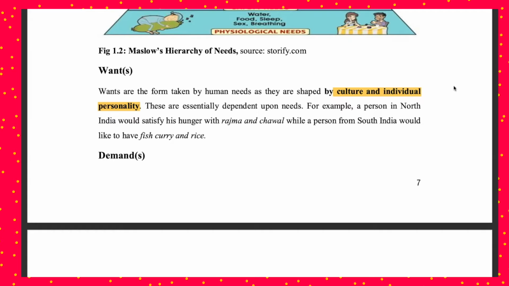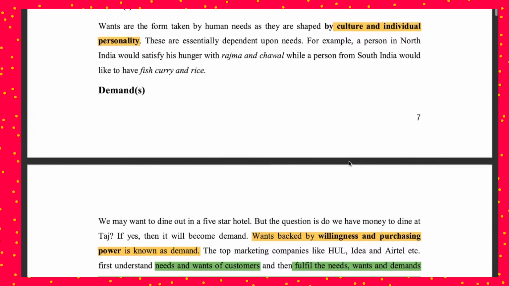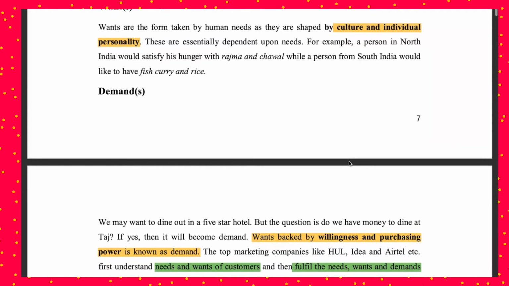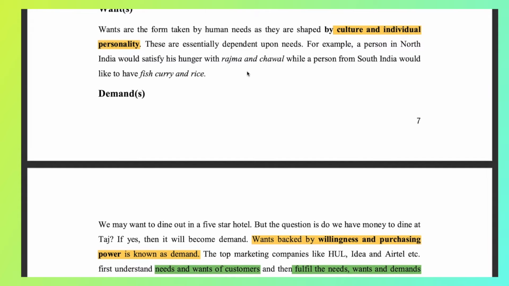So they are shaped by culture and individual personality, and they're essentially dependent upon needs. For example, a person in North India would satisfy his hunger with rajma chawal, while a person from South India would like to have fish curry and rice. So that's a different type of food, right? So this is your want, that you want this and you want that.